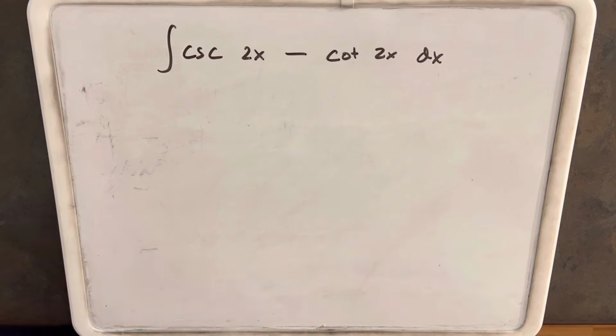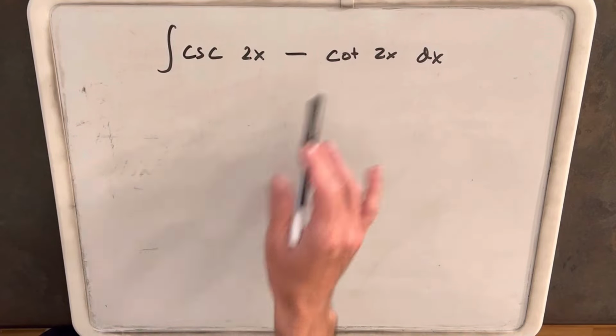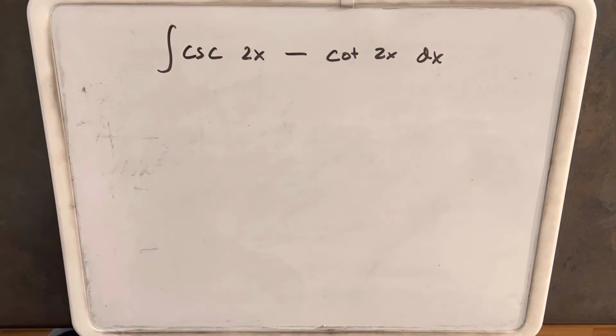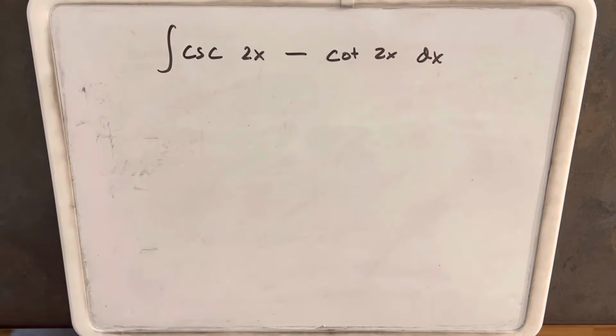Hey, we have on the board the integral of cosecant 2x minus cotangent 2x dx. Your first thought could be to split this into two integrals, and these are both well-known trig functions that are easy to integrate. But what I wanted to do is try to simplify this first and try to combine these two functions and see what we come up with.